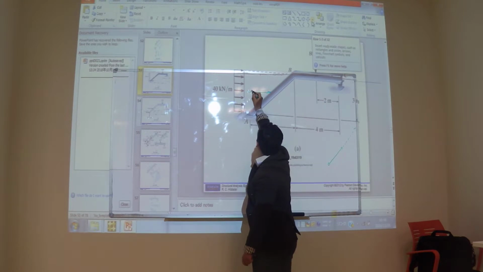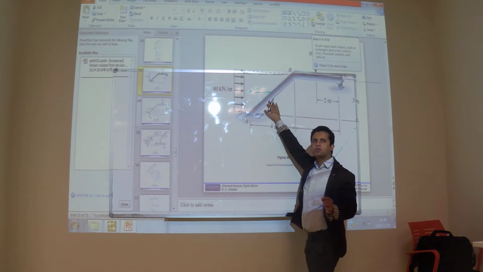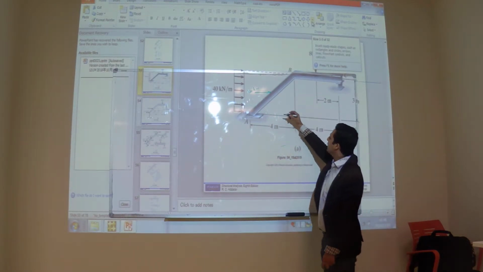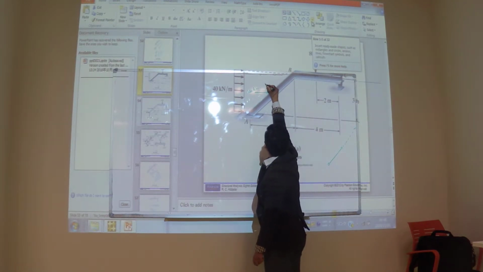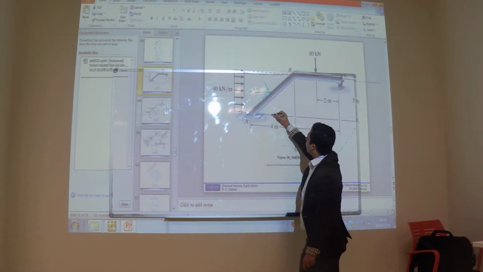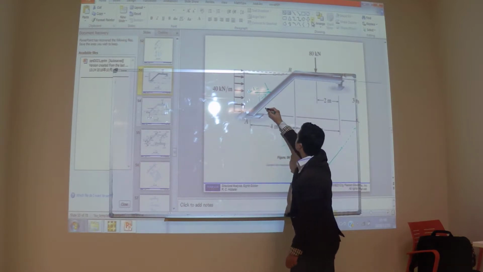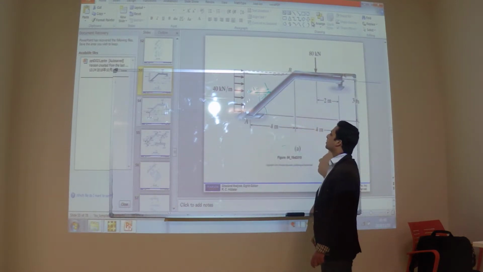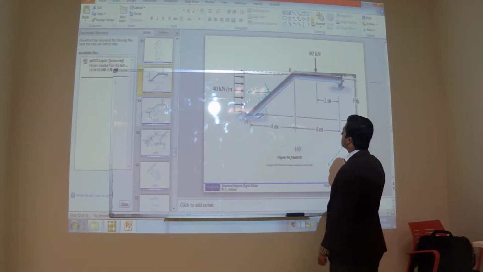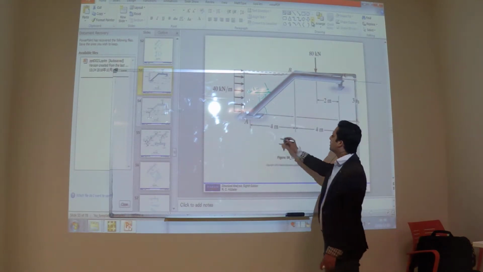Now, because I told you the load should be perpendicular to the member, we need two components. We can find this vertical component and this horizontal component. For that we need this angle, and this angle will be equal to this angle. So theta, how much is that? Can you calculate? 36.8.